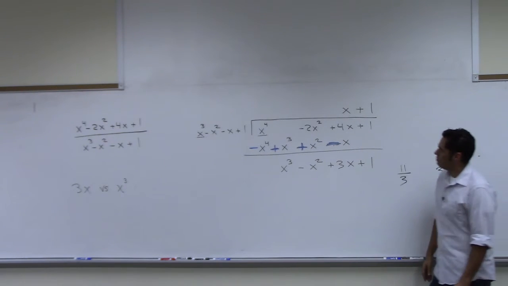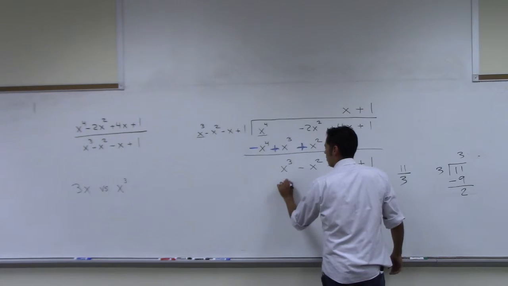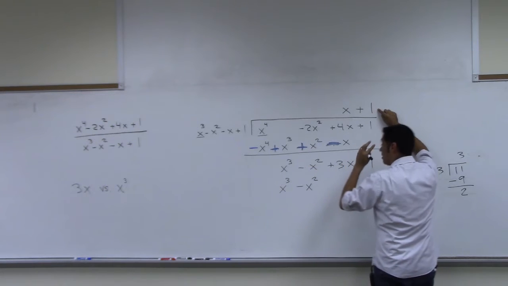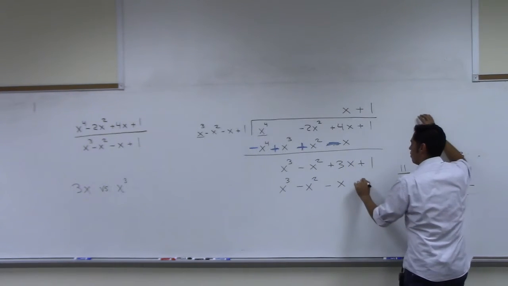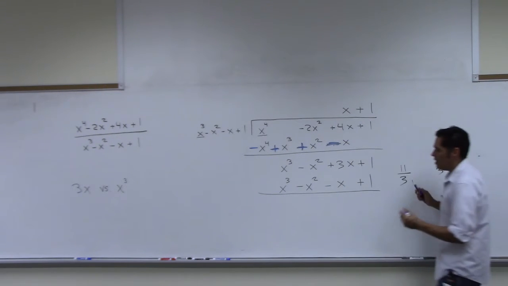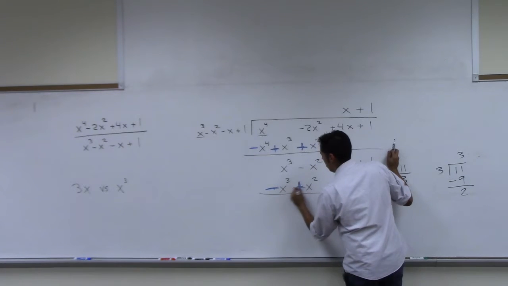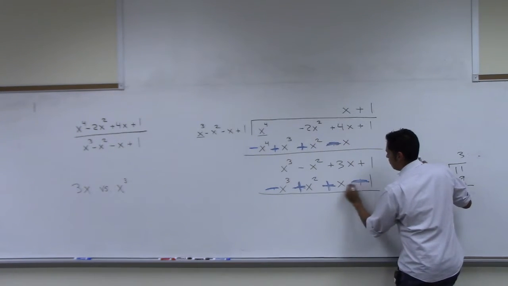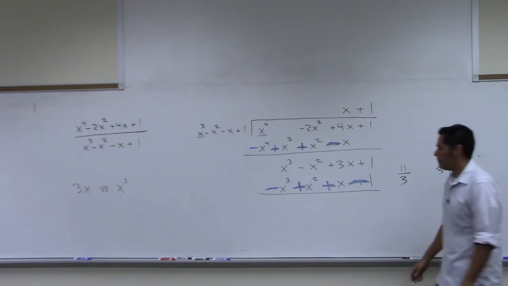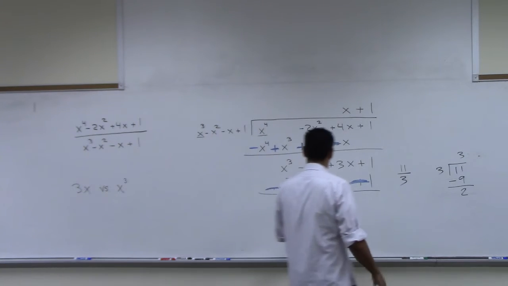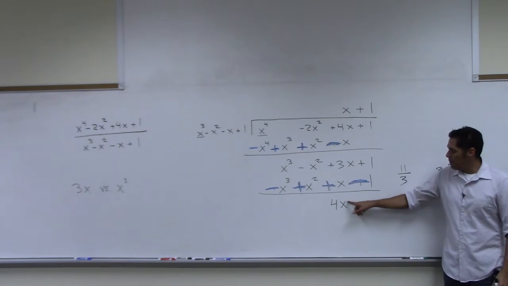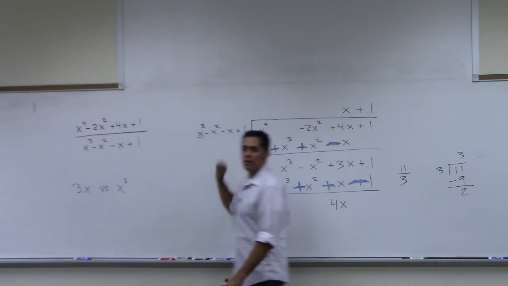And what do you get? 1 times x cubed? X cubed. 1 times negative x squared? Negative x squared. 1 times negative x? Negative x. And then 1 times 1 is 1. And then change all the signs again. If it's plus, it becomes minus. If it's minus, it becomes plus. Big old minus so I don't forget what it is. And then I add down. It just gets 4x. It's just 4x? Yeah. Nice. This is where I stop, once the power here is smaller than the power here.